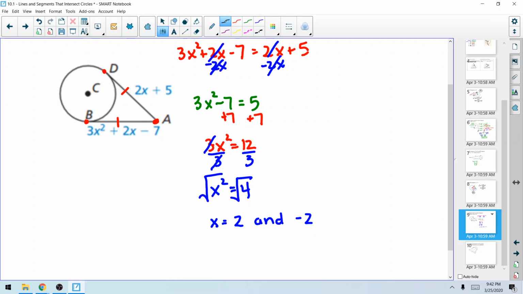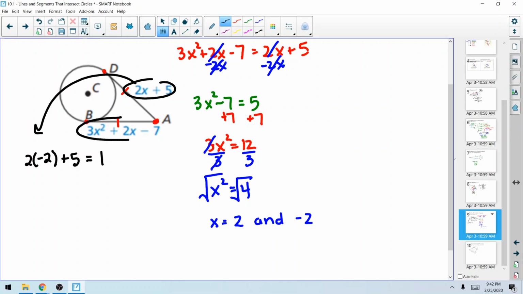Okay. Now, it said answer or answers for x. So the positive one I'm usually okay with. I'm going to check out that negative 2 and see what happens. So if I take that negative 2 and I substitute it in right here, I'm looking at 2 times negative 2 plus 5, I'm looking at 1. Oh, that's valid. That's positive. I can have a distance of 1.